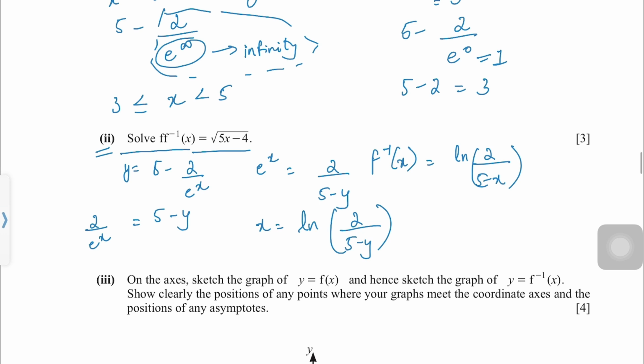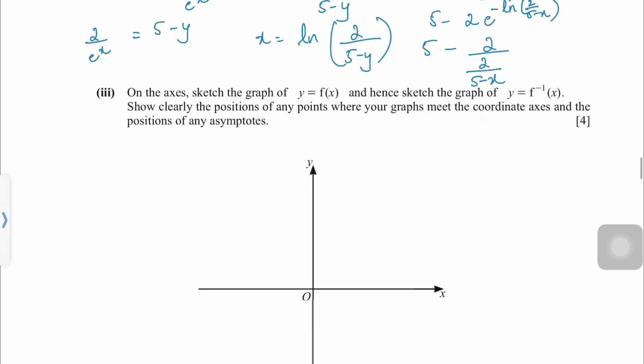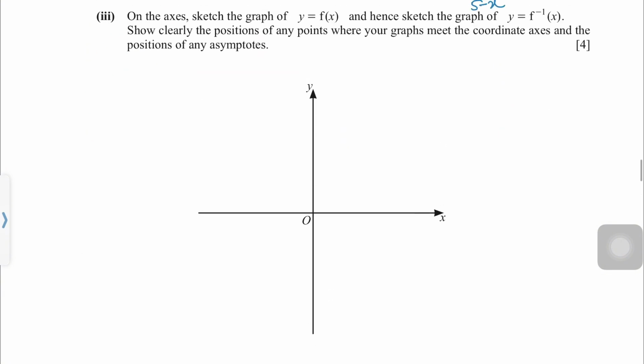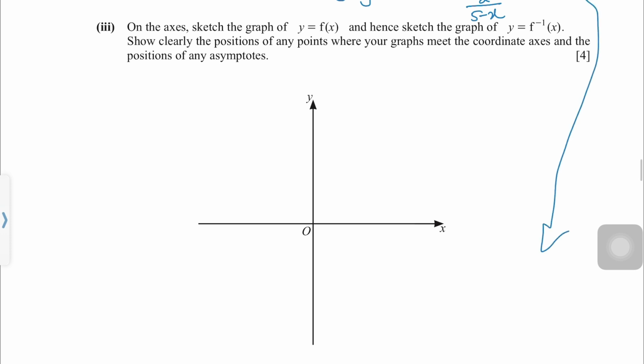Now let's substitute it in f of x. That would be 5 minus 2e to the power minus ln of 2 over 5 minus x. So by solving this, we get it as 5 minus 2 over 5 minus x. Now by solving this further, we need a little more space. I guess we can solve here. Just solve here.